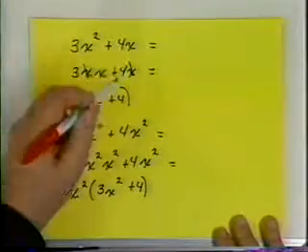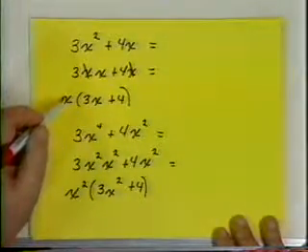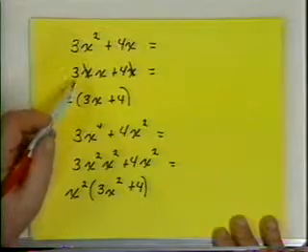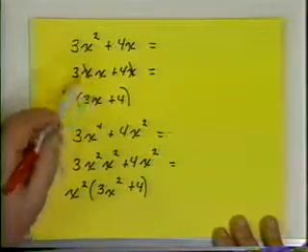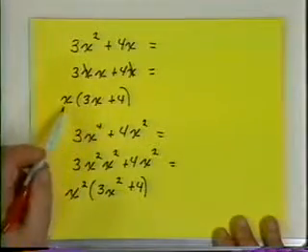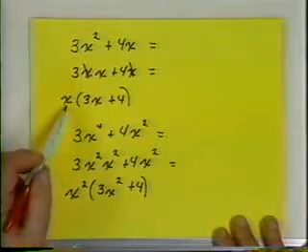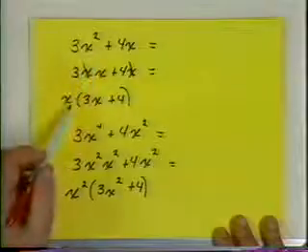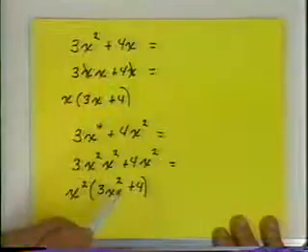Take one x, take the x from here, the x from here, and bring it out once outside the parentheses. Now what's left inside? 3x plus 4. And by the way, you can always check that you've done this right, because now just multiply and see what happens. X times 3x is 3x squared. X times 4 is 4x.